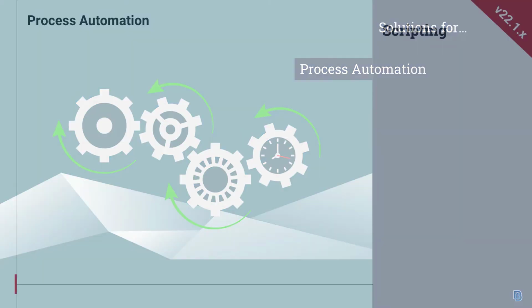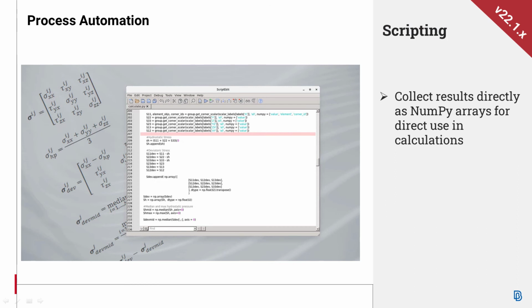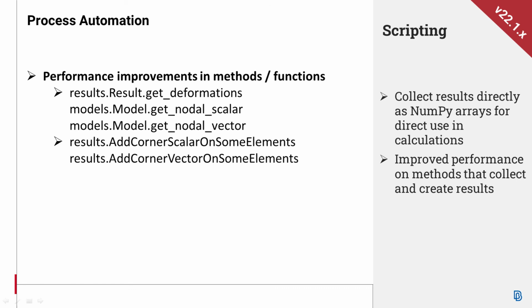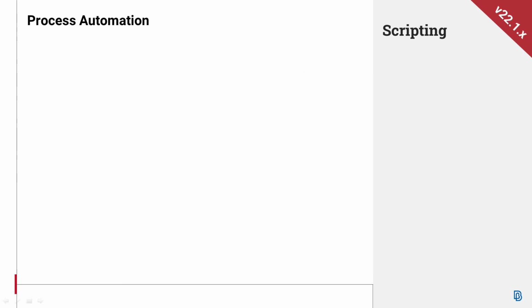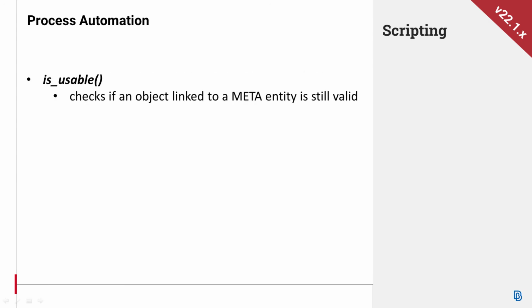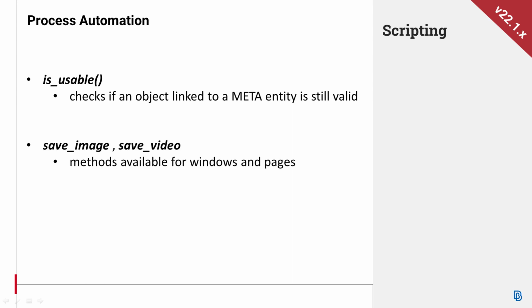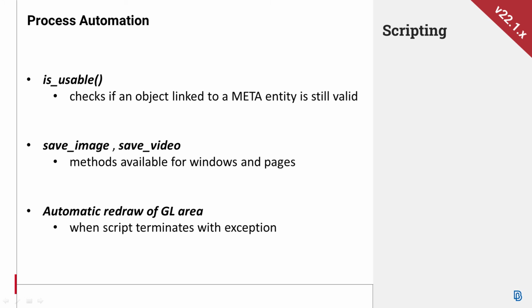Moving on to process automation, it is now possible to collect results directly as NumPy arrays for direct use in calculations. And there is also improved performance on methods that collect and create results. Furthermore, functions have been added to check if an object linked to a meta-entity is still valid. Methods to save images and videos are added and are available for windows and pages. And finally, in cases when a script terminates with an exception, the GL area is redrawn automatically.